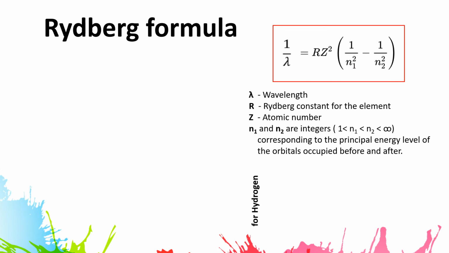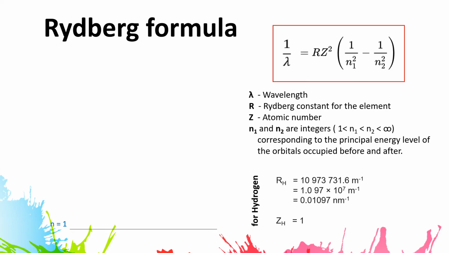And for hydrogen, this R_H or Rydberg constant is equal to 1.097 × 10^7 per meter. That is the value, so we can use different values for different units. And Z, the atomic number of hydrogen, is 1. So when you apply this Rydberg formula to the hydrogen spectrum, you can use this value for that.